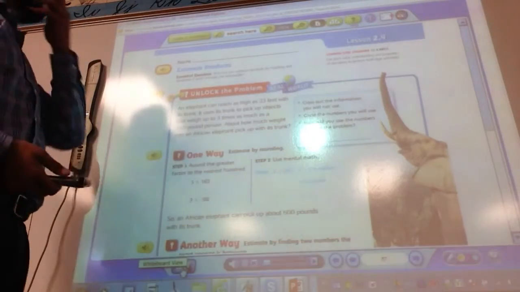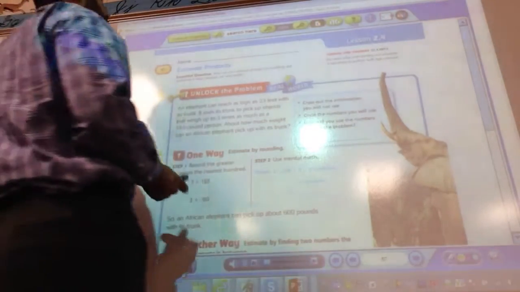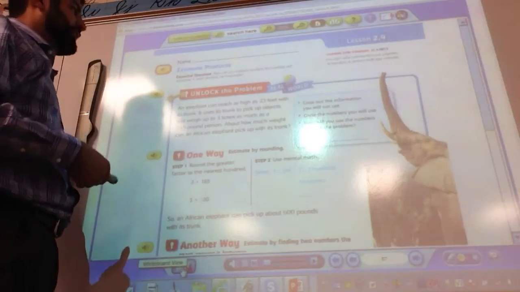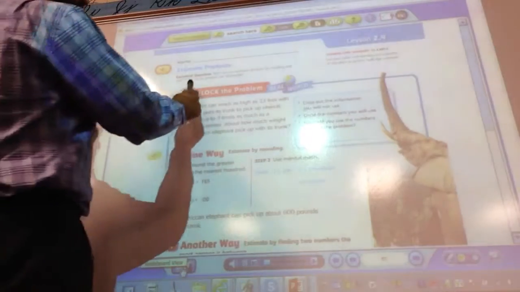Okay, today's lesson is 2.4, estimate products. The essential question is, how can you estimate products by rounding and determine if exact answers are reasonable?